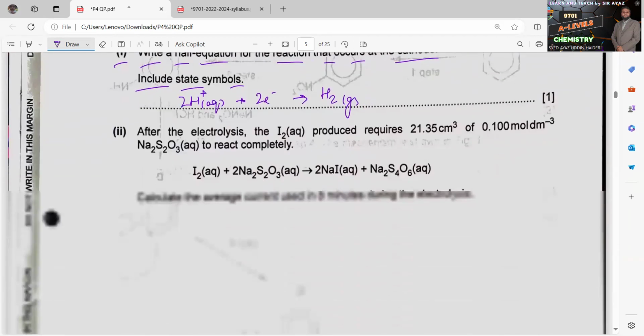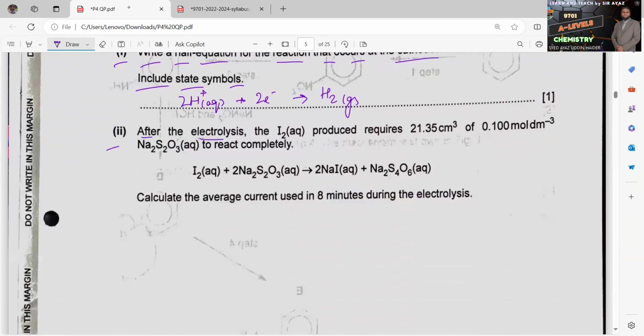Moving to the next part. Number 2, after the electrolysis, the I2 aqueous produced requires 35 cm3 of 0.1 mol per dm3 Na2S2O3 aqueous to react completely. This reaction is I2 (aq) plus 2Na2S2O3 (aq) gives 2NaI (aq) plus Na2S4O6 (aq). Calculate the average current used in 8 minutes during the electrolysis. First of all, you need to calculate the moles of S2O3 2-.